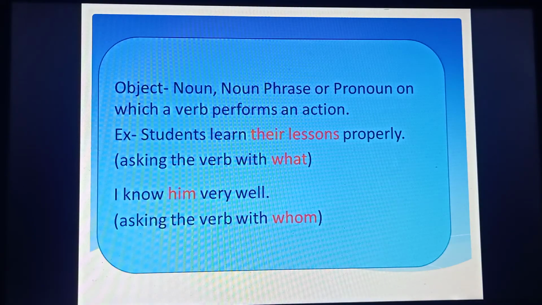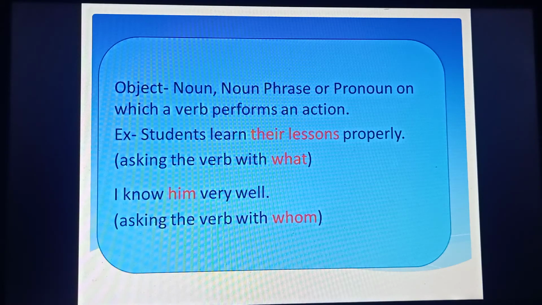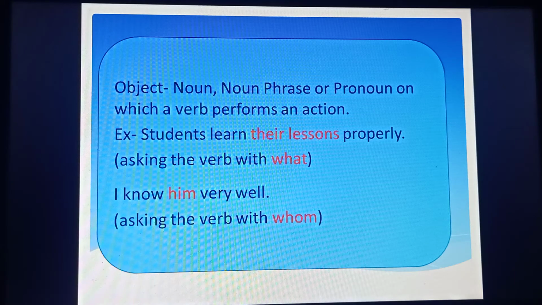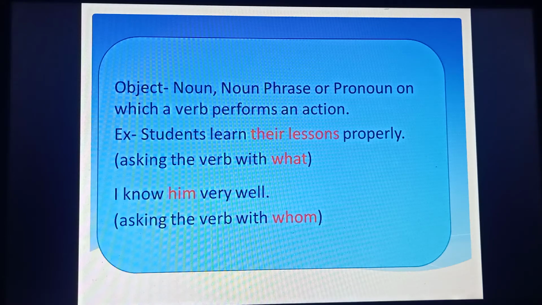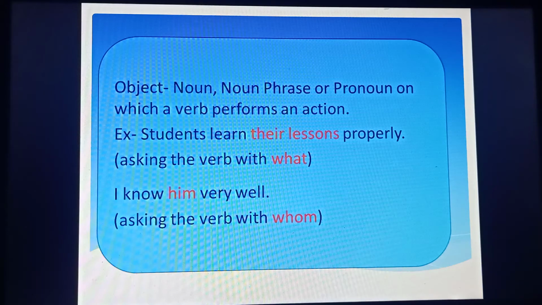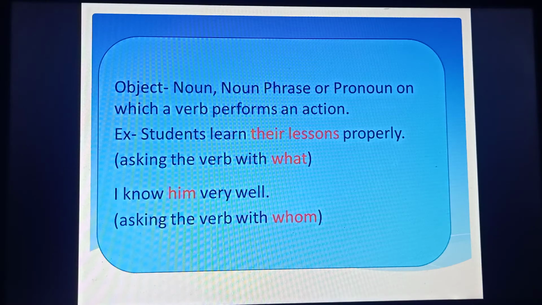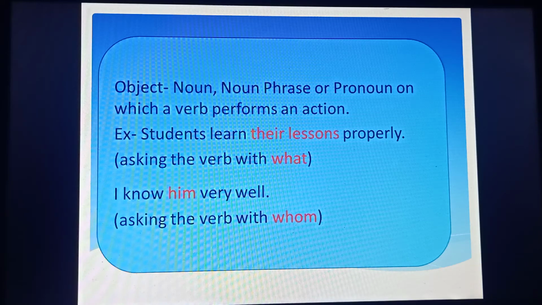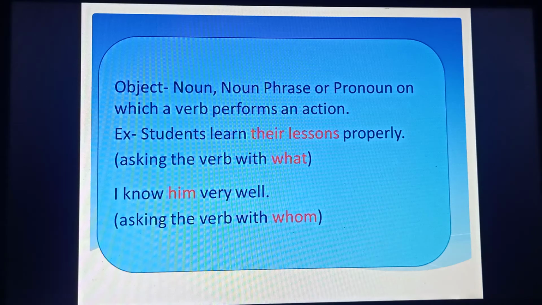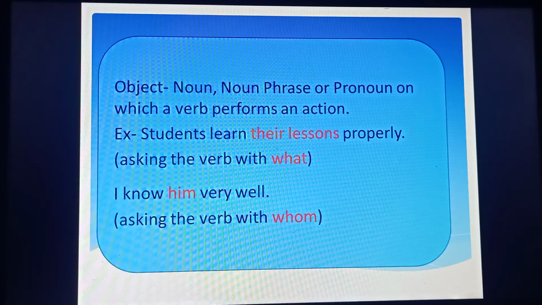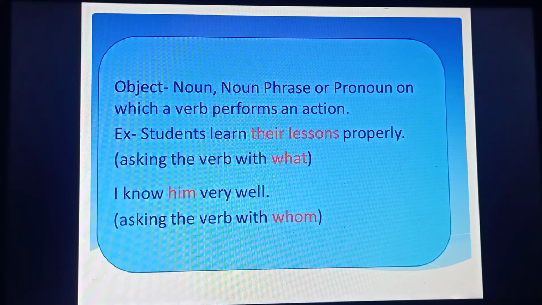Now comes object. Object means a noun or noun phrase or pronoun on which a verb performs an action. Let's see the examples. Students learn their lessons properly. So the object is their lessons. Many may ask, how can we find out an object? This is very simple and easy. If you ask the verb with what or whom, and you get an answer, that will be the object. Students learn their lessons. If you ask the verb learn, what do the students learn? The answer is their lessons. So their lessons is the object here.